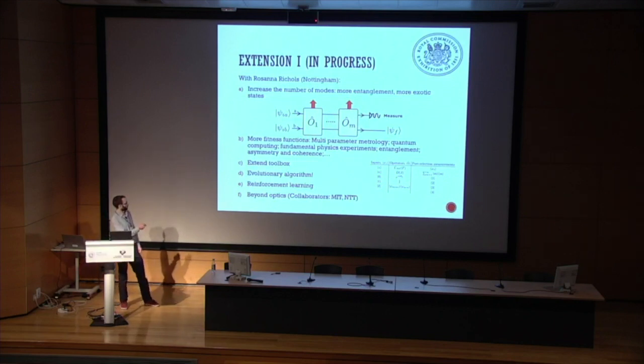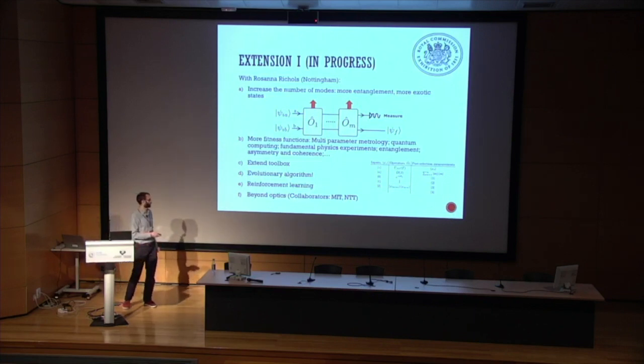Then I'm going to extend the toolbox. This is something else we're currently doing, because these are not all the things that you can do in the lab. There's more things that can be done, so we want to extend that. I'm going to use a proper evolutionary algorithm. Again, we're in the process of doing this at the moment. I'd also like to try this reinforcement learning that Alexei introduced. And then we've got some plans to go beyond optics with some collaborators in MIT and NTT in Japan. I say beyond optics, beyond continuous variable optics. There's linear optics ideas as well.